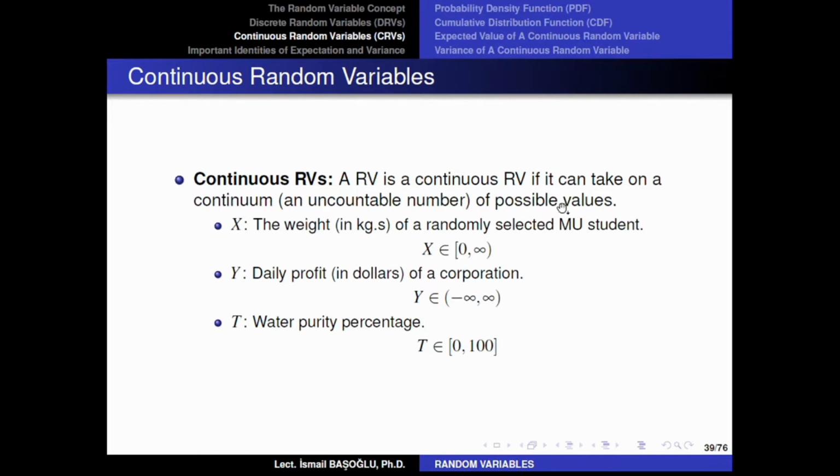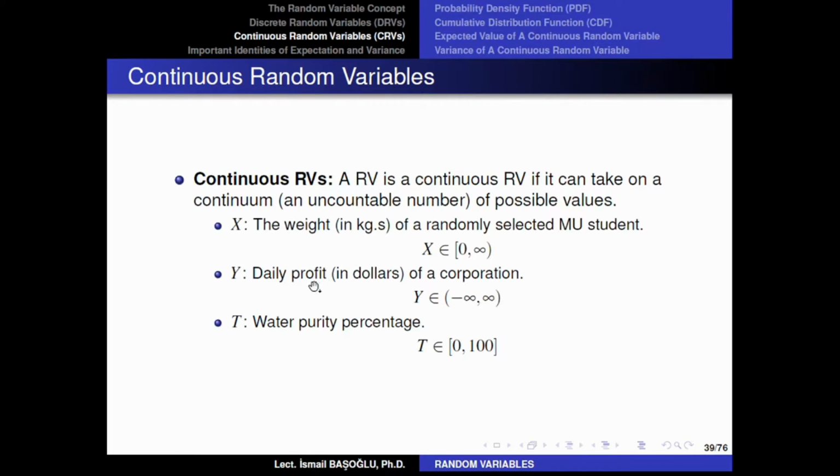But why? Because the weight of a person is a measurable value. You cannot count the kilograms. You can measure the weight, but you cannot count the weight. So because of that, X can take a continuum of values between 0 and infinity. And if you remember, we have taught that any interval subset of real numbers is an uncountable set. Therefore, here X can take an uncountable number of possible values, and X is a continuous random variable.